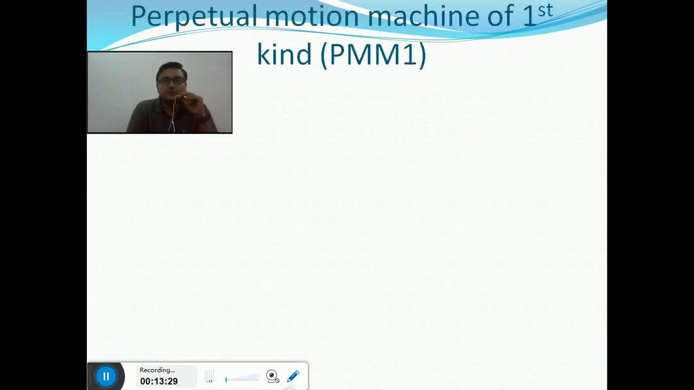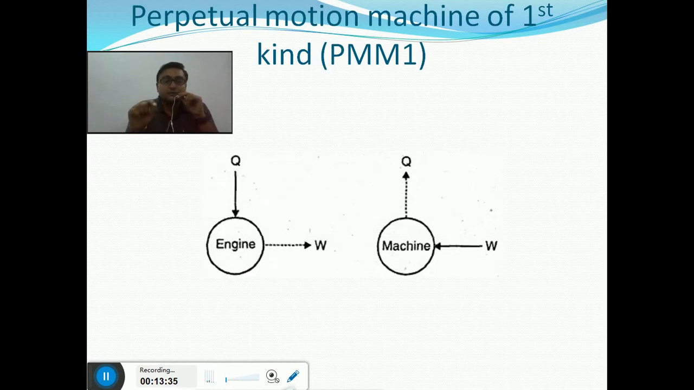Now, perpetual motion machine of the first kind. What do you mean by PMM1? PMM1 means you are giving only a single amount of heat to the engine, only once, and it is producing W continuously. That is called PMM1, which is not possible. With only a one-time input, continuous output cannot be generated.